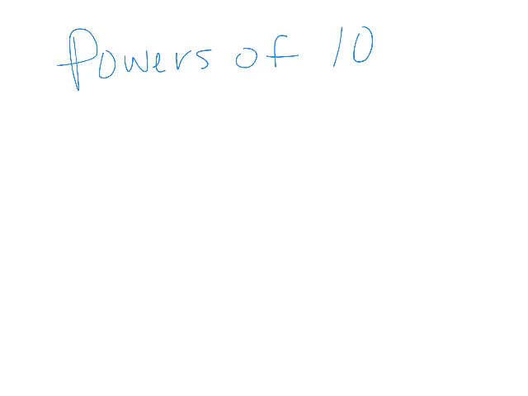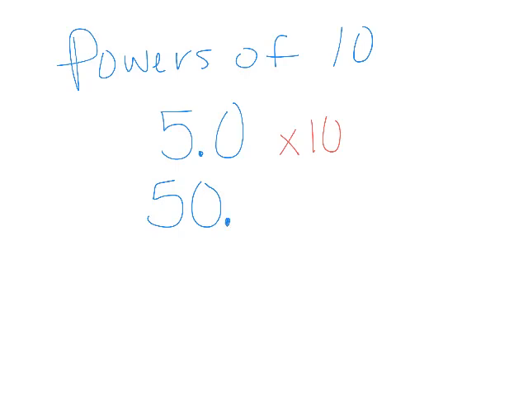Let's say I have the number 5. Where's the decimal point right now? The decimal point is right here to the right of the 5. Okay, so it's really like 5.0. Let's say I multiply that by 10. So what's 5 times 10? 50. Okay, now the decimal point is over here. We've got the 0 here.